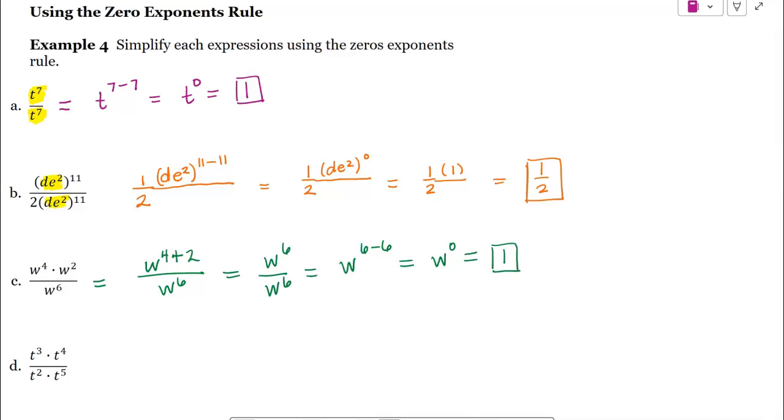And then for example D, again, similar to what we just did there, we've got a little bit of math to do before we think about simplifying numerator and denominator. Let's rewrite this as t to the 3 plus 4 power, and then in the denominator we'll write this as t to the 2 plus 5 power. So it looks like I have t to the 7th over t to the 7th, which is t to the 7 minus 7, or t to the 0 power, which is 1 overall.